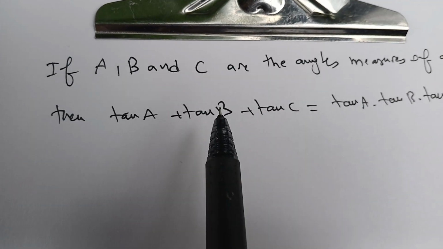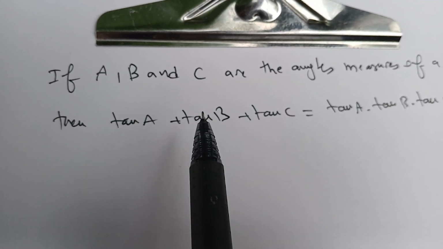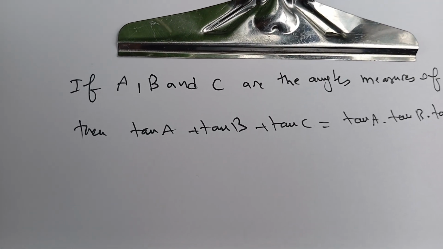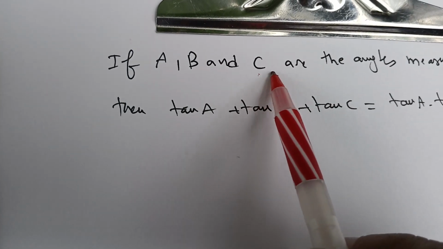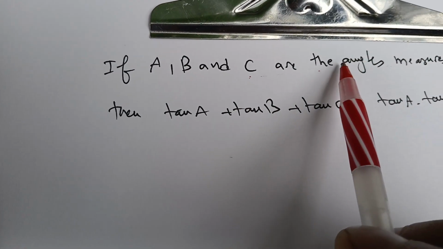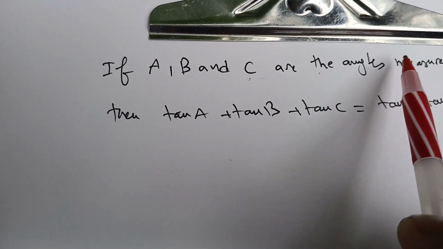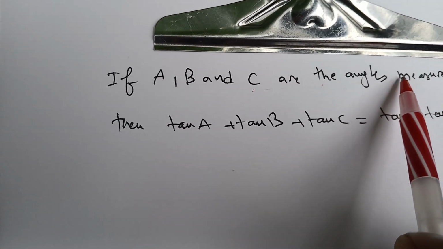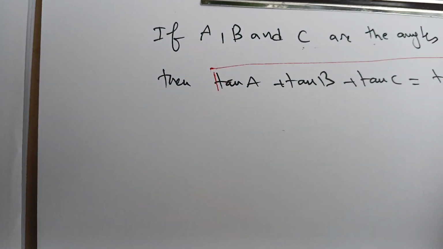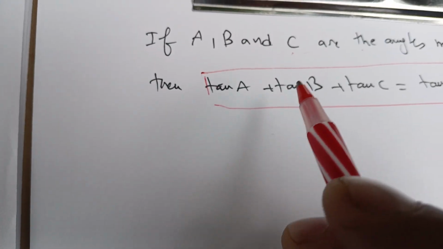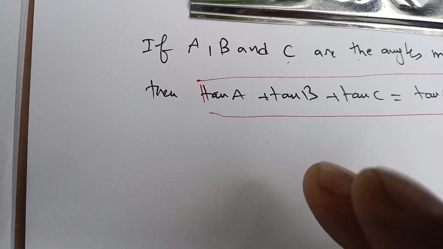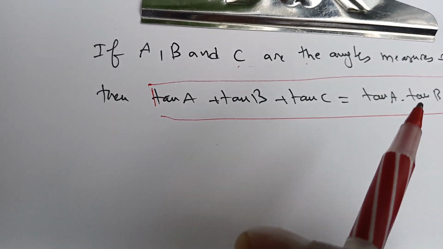Now we're going to work this trigonometric problem concerning the tangent for a triangle. So the first thing is that A, B, and C are the angle measures of the triangle. We want to prove that the tangent of their sum is the product of the tangents of the measures of the angles. Okay?